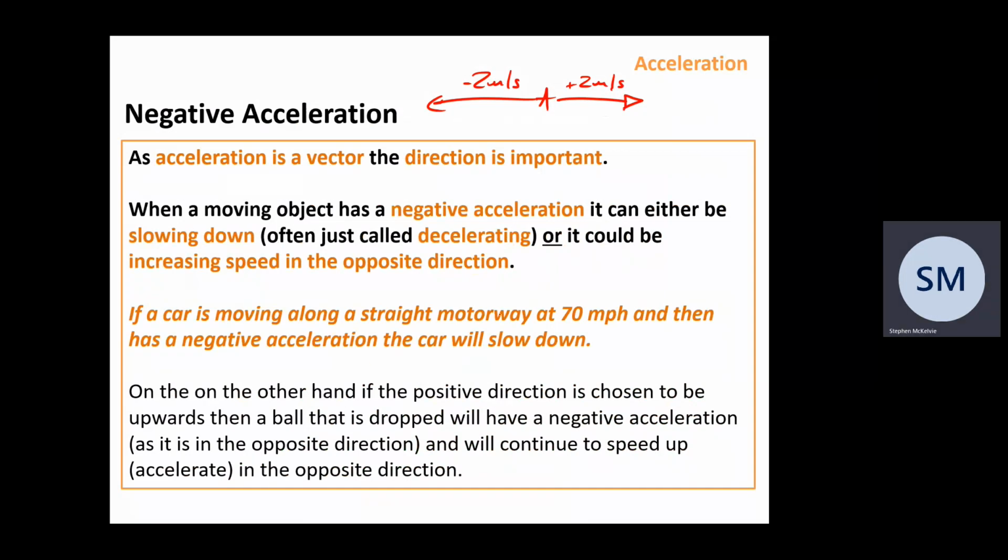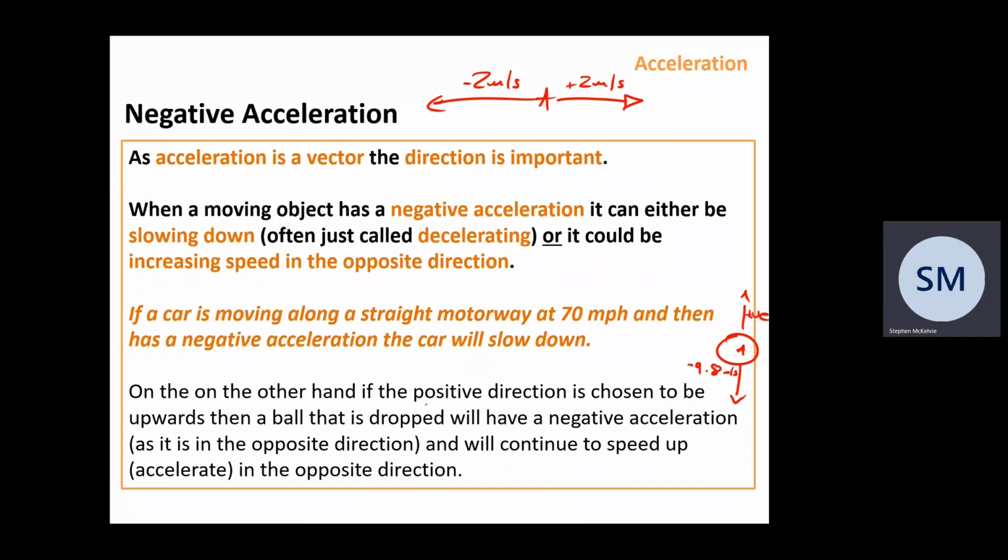If the car is moving along a straight motorway at 70 miles per hour and then has a negative acceleration, it means the car is slowing down. But if the positive direction is chosen to be upwards when a ball is dropped, so here's my ball. If I say that this is now my positive direction, when the ball drops, it will accelerate at minus 9.8 meters per second squared, just because it's going the opposite direction. And this is only if it's on Earth.